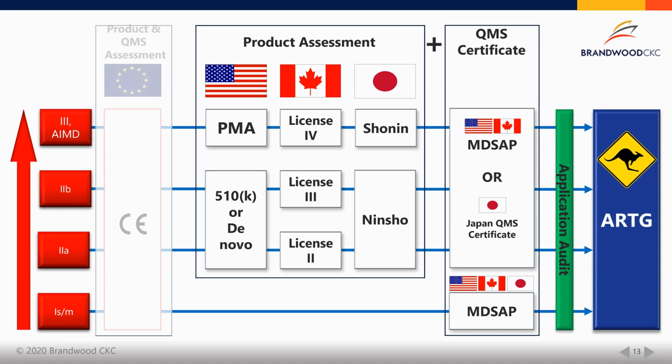And these names I'm seeing up here, Shonin and Ninsho? So Australia has the ARTG, Japan has Shonin and Ninsho. It just refers to their approval or their certificate names.